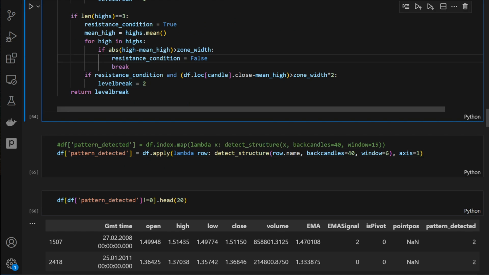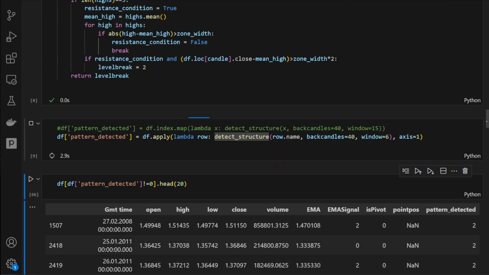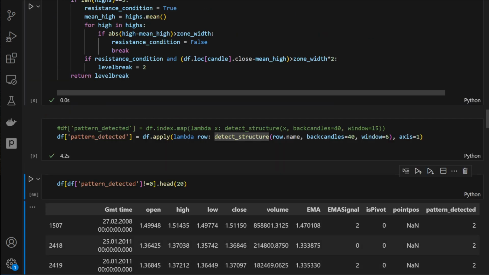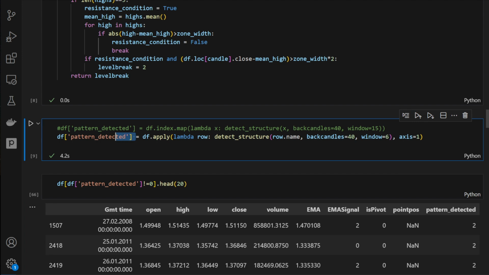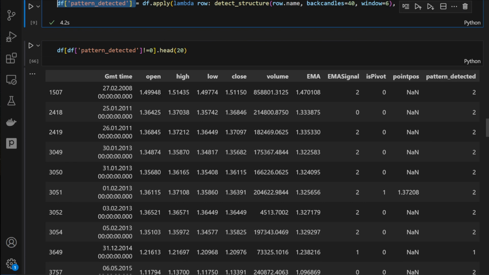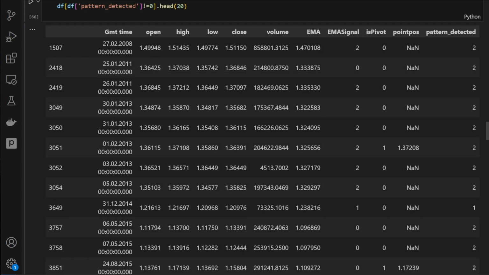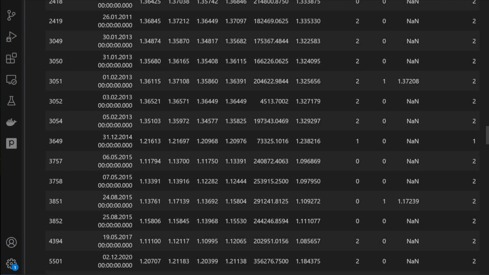So I'm going to run the function cell and then the following cell to compute all the signals, or to detect this pattern of breakout. And I'm storing all the results in a new data frame column called pattern detected. Then we're going to print the rows wherever we have this signal different than 0. As we can see here, we have both categories, the uptrend breakout and the downtrend breakout as well.